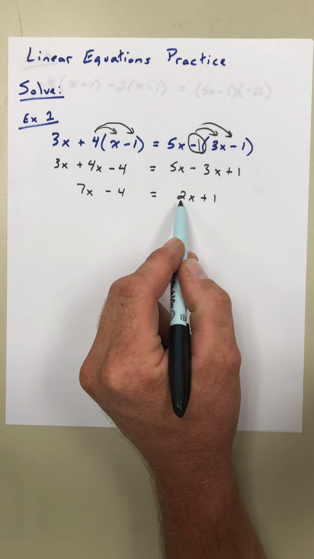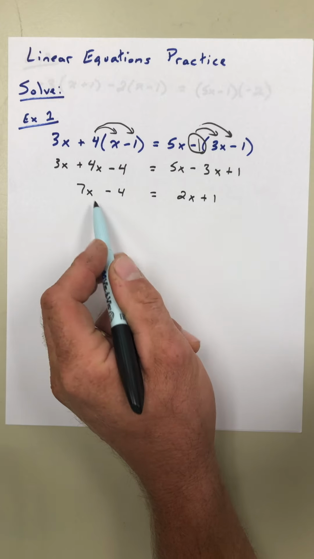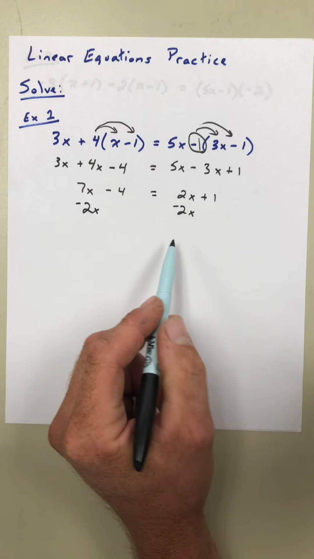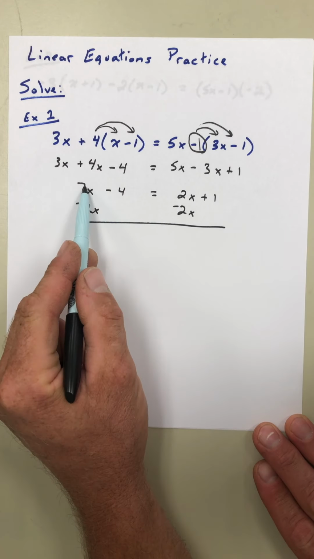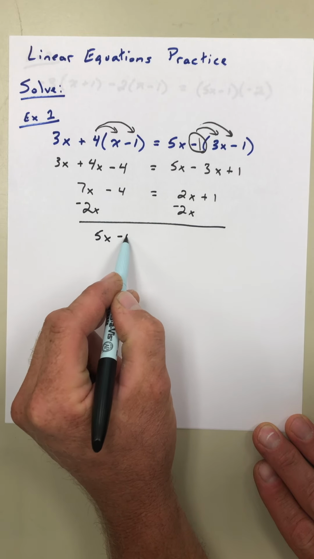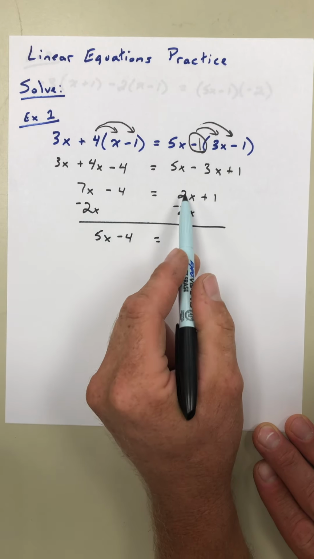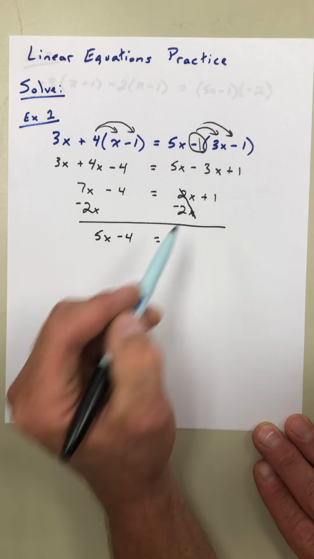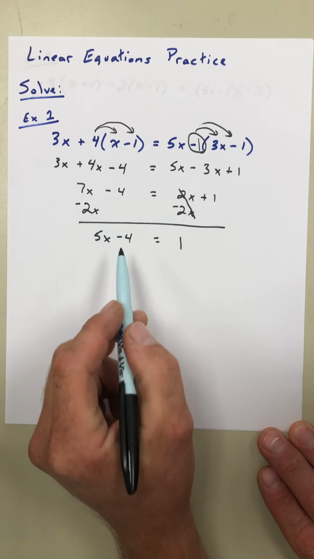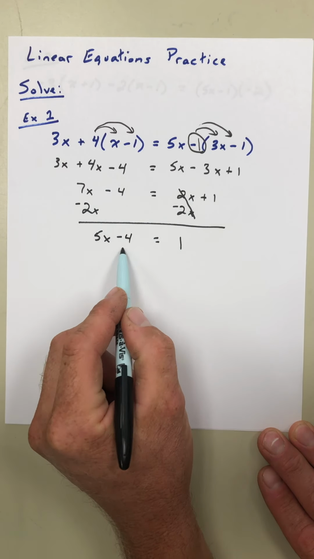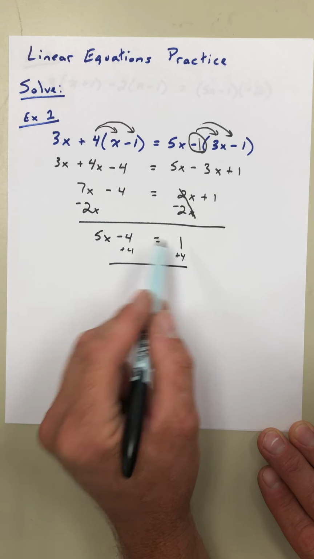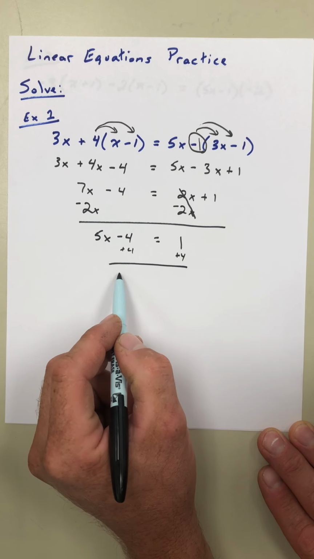So what I would suggest instead is to subtract 2x from both sides. If I subtract 2x from both sides of my equation, 7x minus 2x, combining like terms again, gives me 5x. My minus 4 drops down, equals my 2x minus 2x. That's going to cancel each other out, and we're left with a positive 1 on the right side. Now I can add 4 to both sides of my equation. That's going to get my constants together, so I have my variables on one side, my constants on the other.